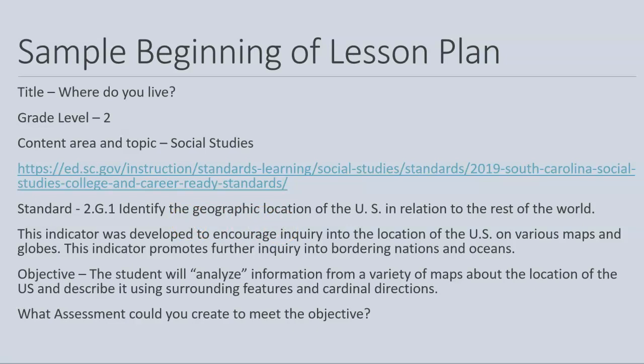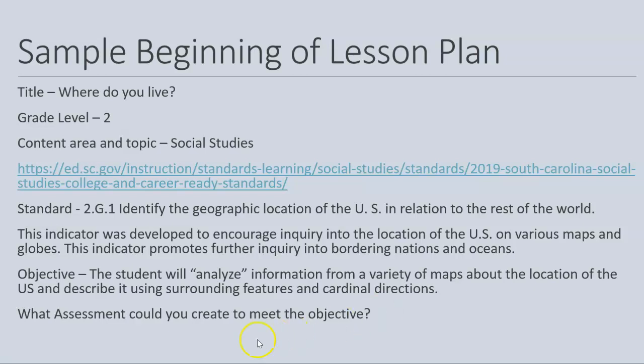And then this indicator is developed to encourage inquiry into the location of the U.S. on various maps and globes. It promotes further inquiry into bordering nations and oceans. That came strictly from the standards page. My objective is the student will analyze, and see my verb here is more than just the student will learn or know or understand. They're going to actually analyze information from a variety of maps about the location of the U.S. and describe it using surrounding features and cardinal directions.